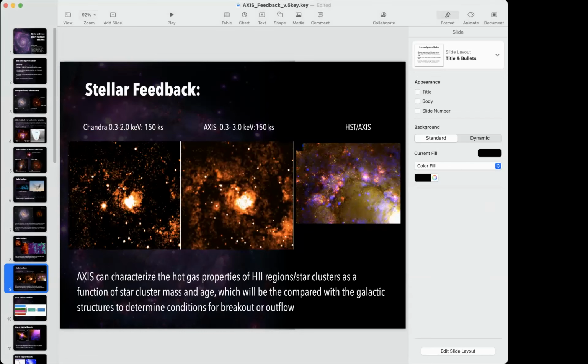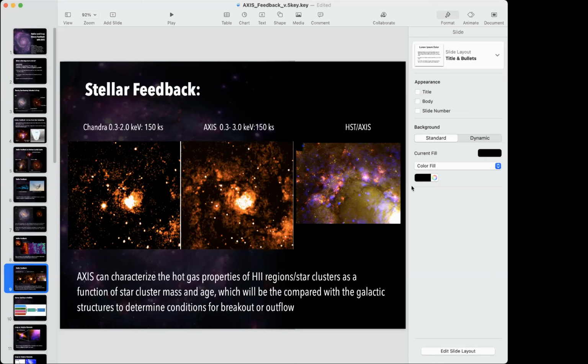So we really need a high spatial resolution telescope with a large effective area like AXIS to increase sample numbers, to perform statistical analysis and characterize the X-ray signature of the stellar feedback on the star cluster scale. Here is the comparison of 150 kiloseconds of AXIS to Chandra. So with the same exposure, AXIS will start showing a lot of detailed structures.